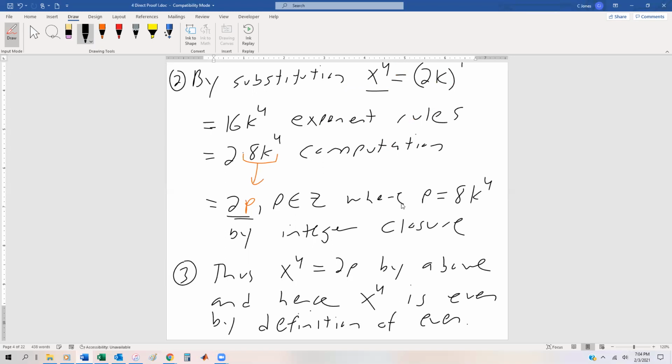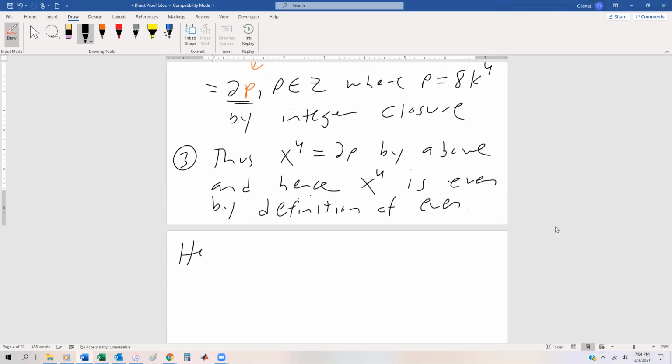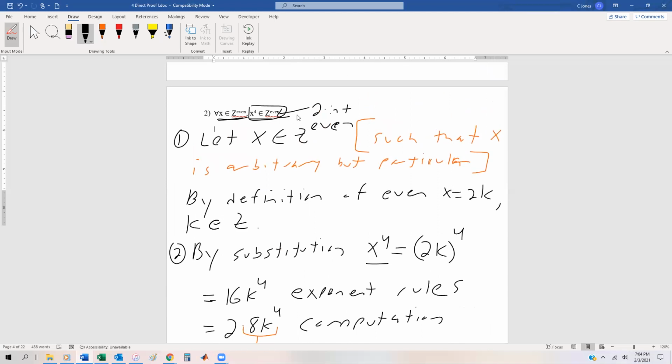All right. And so we can conclude, hence, for all x in Z even, we can say x to the fourth is an element of Z even. All right, so pretty cool. That's what we're going to have to do to be able to verify these sorts of universal statements where we don't have a finite domain by using direct proof.